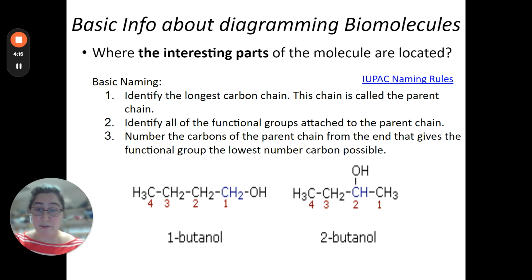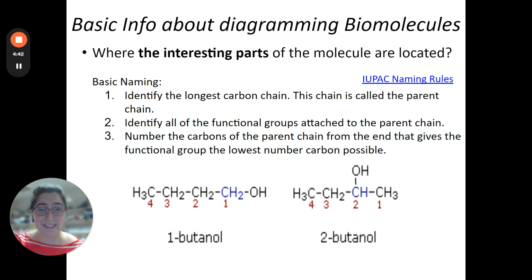So you'll notice here we've got butanol, so but, 4 carbons, anol, ending with an alcohol, a hydroxyl group, OH. You'll notice the molecule on the left here, we've got those 4 carbons, and the hydroxyl group is on the end carbon. So theoretically, that could be on carbon number 1 or carbon number 4. But everyone in chemistry and biology has agreed it's carbon number 1.